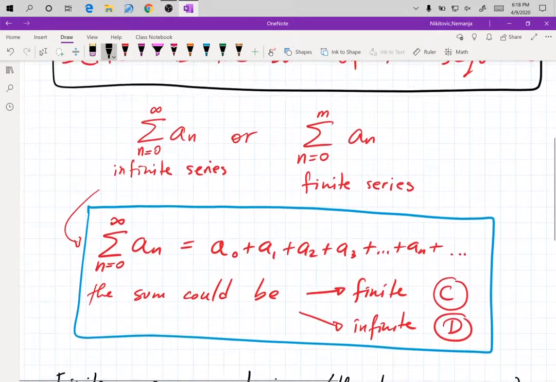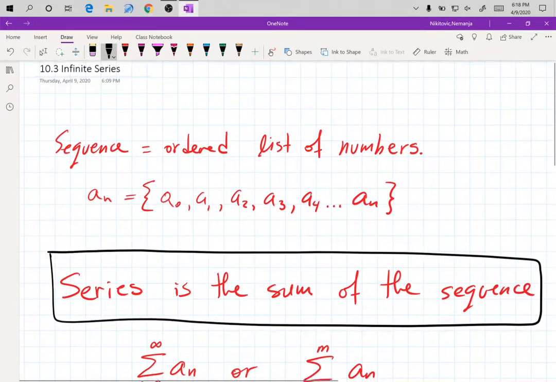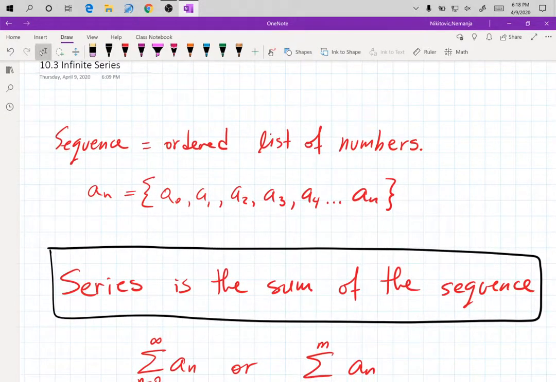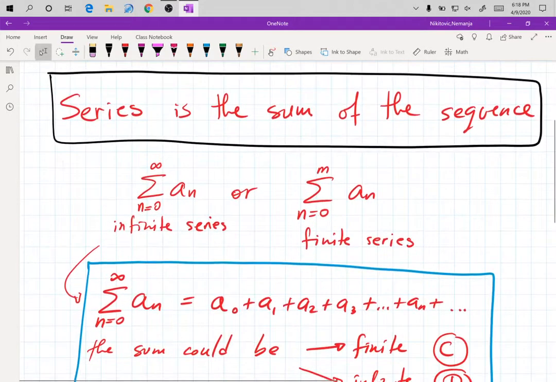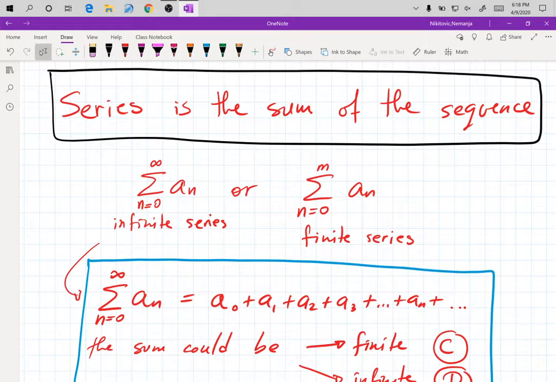All right, so let's recap. 2 days ago, we said a sequence is an ordered list of numbers, and ordering was done through the set of counting numbers 0, 1, 2, 3, 4, 5. 0 is not a counting number, but we'll toss it in the set. So we order the numbers, and then now for series, we take the same sequence from before and we just add those numbers. Now, it could be infinite or it could be finite.